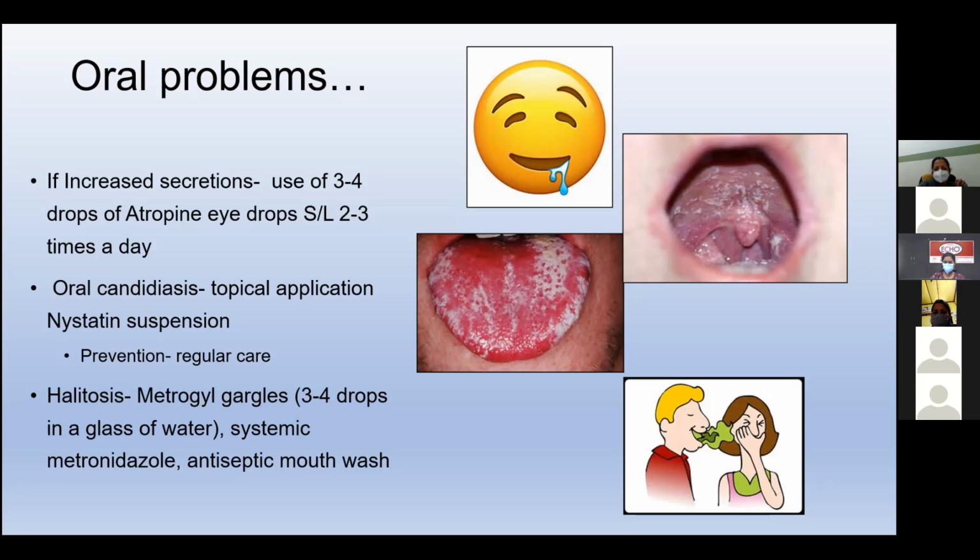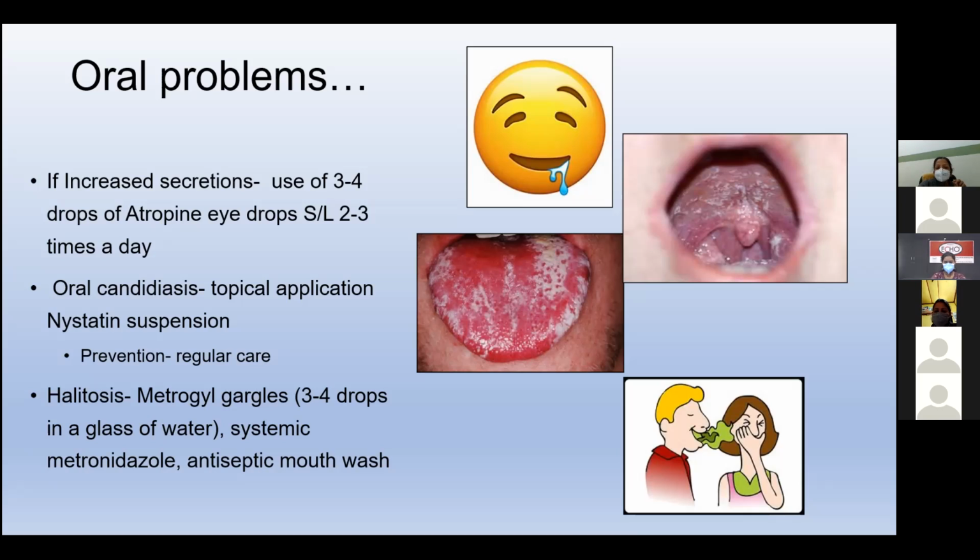If there are some white patches which are not going off during our general cleaning, then you need to see. Whenever there is any complaint that the patient is not able to or doesn't like to eat food, don't forget to open his mouth and check with the torchlight, because many bedridden patients will have oral candidiasis. So you need to advise good oral care in them.